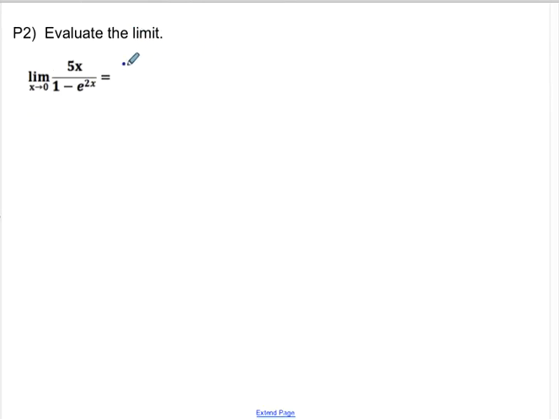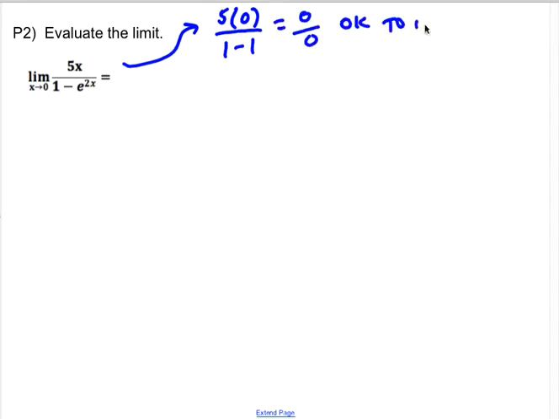All right, moving on to P2. So go ahead and give it a try. Again, you should always plug in just to double check that you can use L'Hopital's, but sure enough, when I plug in, I get a 0 over 0. So I'm okay to do L'Hopital's.